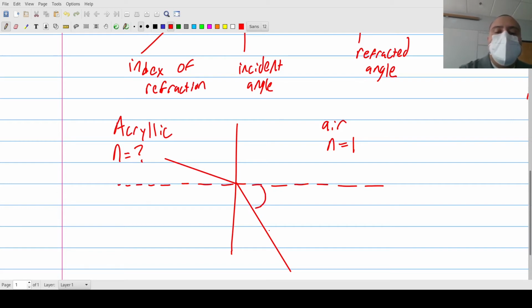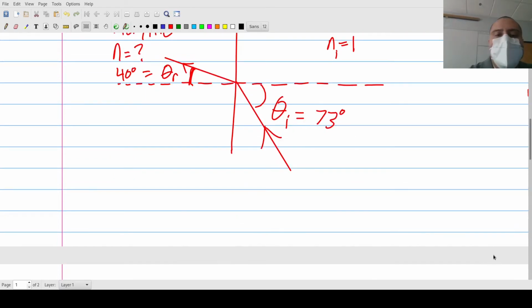Remember, light's traveling this way, and it's going out that way. So this is going to be theta I, theta incident. And this over here is going to be theta r, theta refracted. When I measured this, it was 73 degrees, I think. And this side was 40 degrees. So now that we have these numbers, we can start applying Snell's Law.